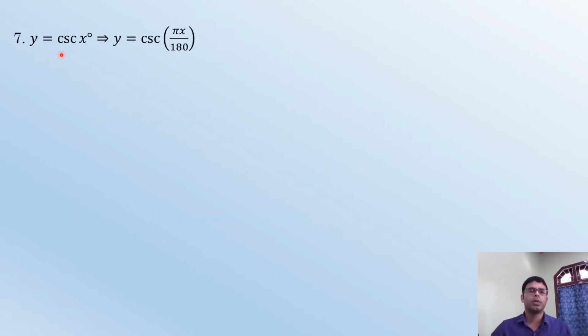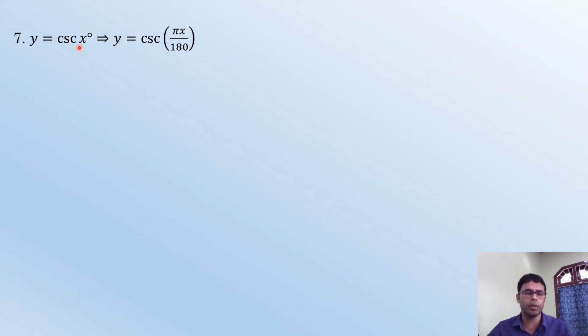y is equal to cosec x degree, and the cosec function differentiation formula is minus cosec x times cot x. That was the formula for the cosec function, and cosec is written in a computer as CSC, and you should write in your book as COSEC, cosec x degree.